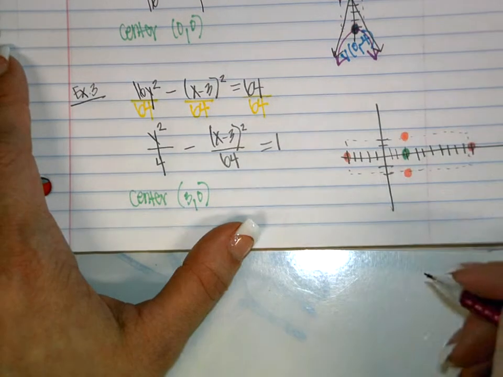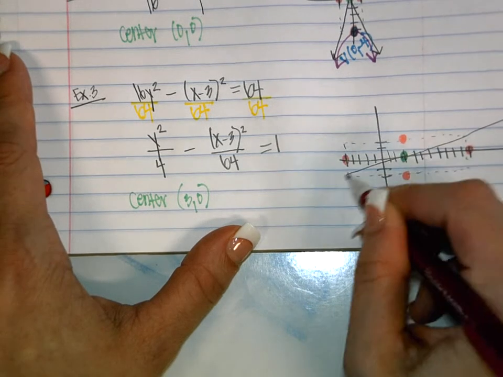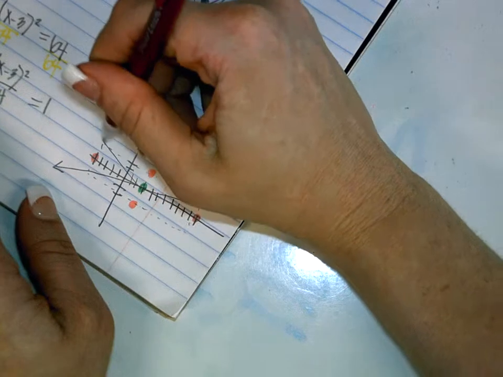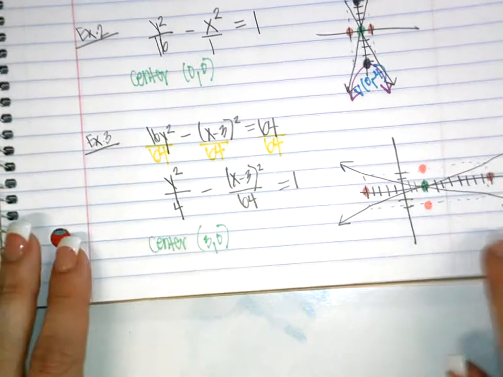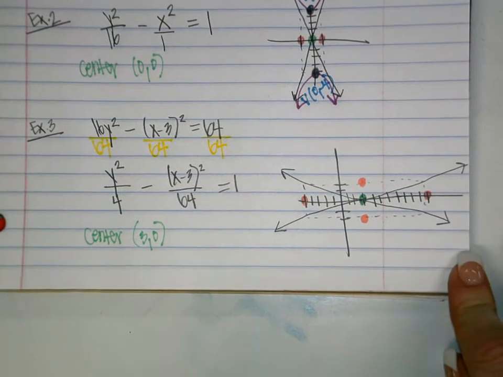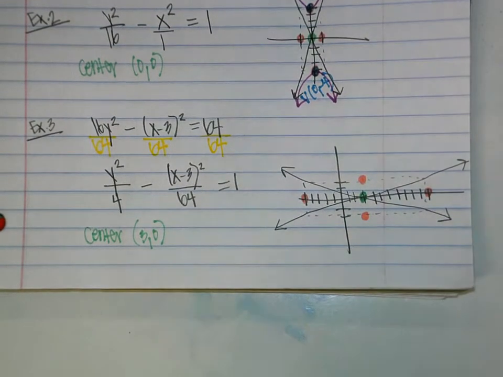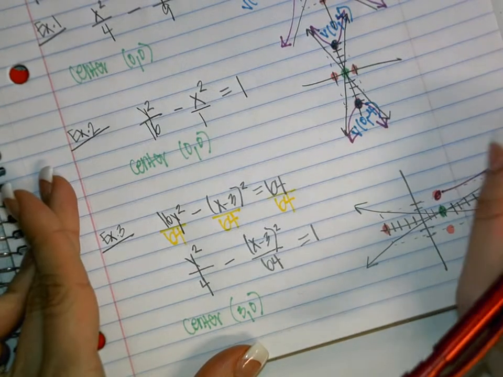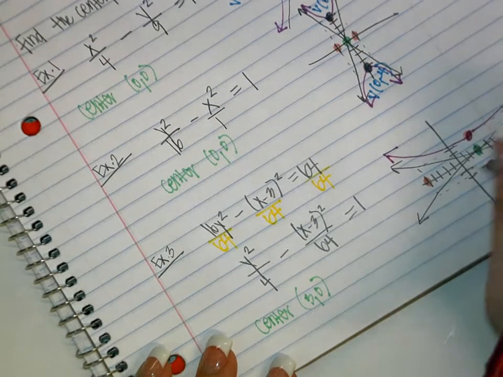Draw in the asymptotes, through the middle and the edge of your rectangle. Now, are these hyperbolas going to open up and down or side to side? Up and down, because they are y first, so y is positive. So these are very wide.